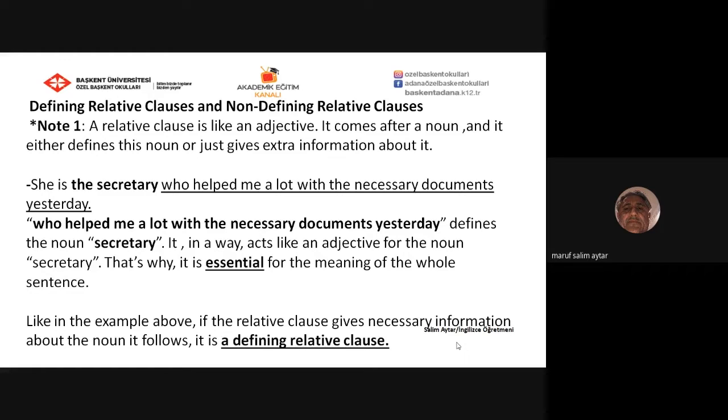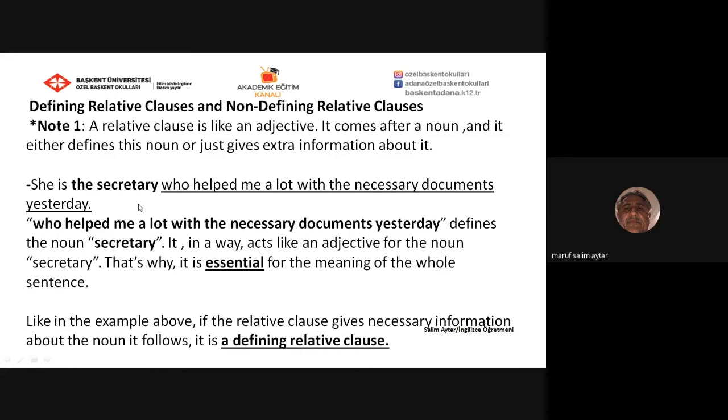Hello, everybody. Now I'm going to talk about defining relative clauses and non-defining relative clauses. Well, the first note is, as I have told you before, a relative clause is like an adjective. It comes after a noun and it either defines this noun or just gives extra information about it. Let's have a look at the example given here.